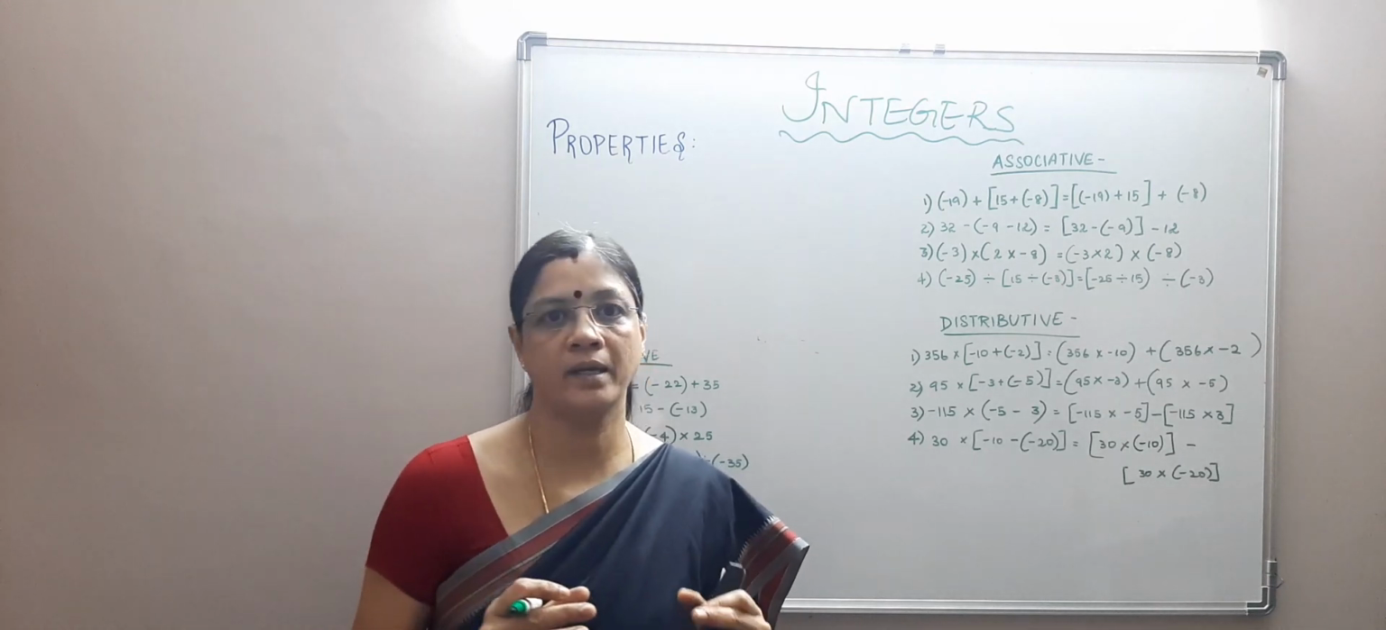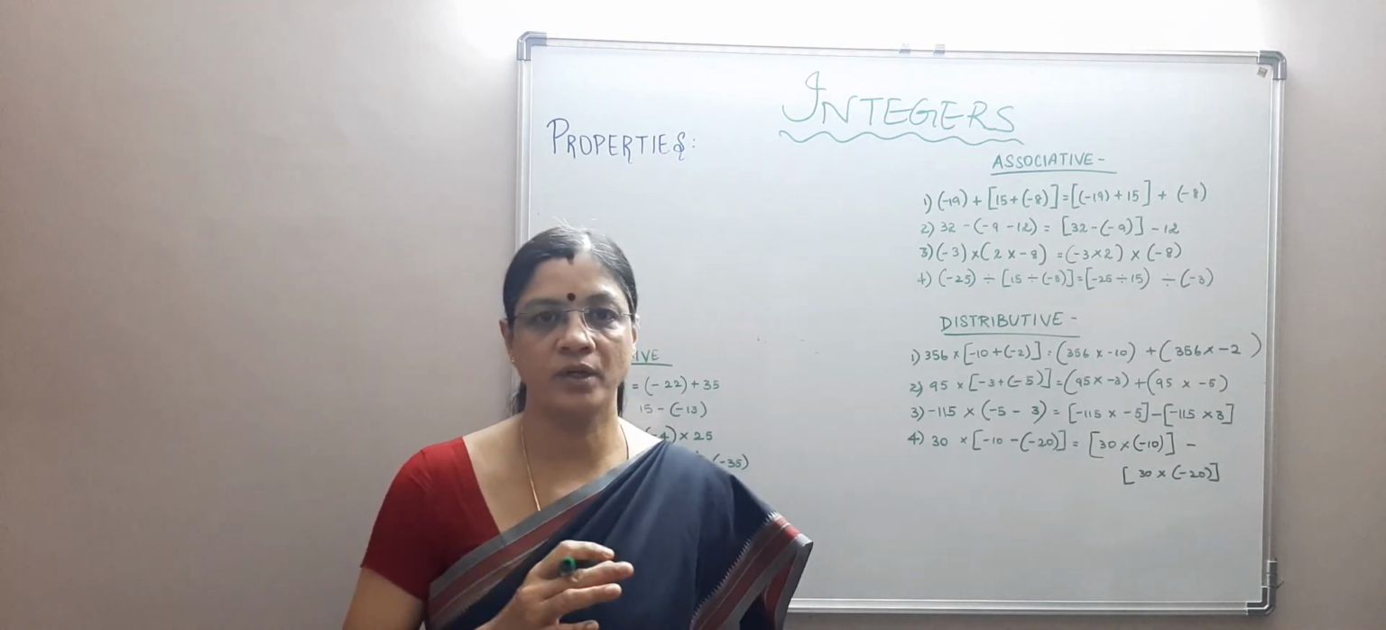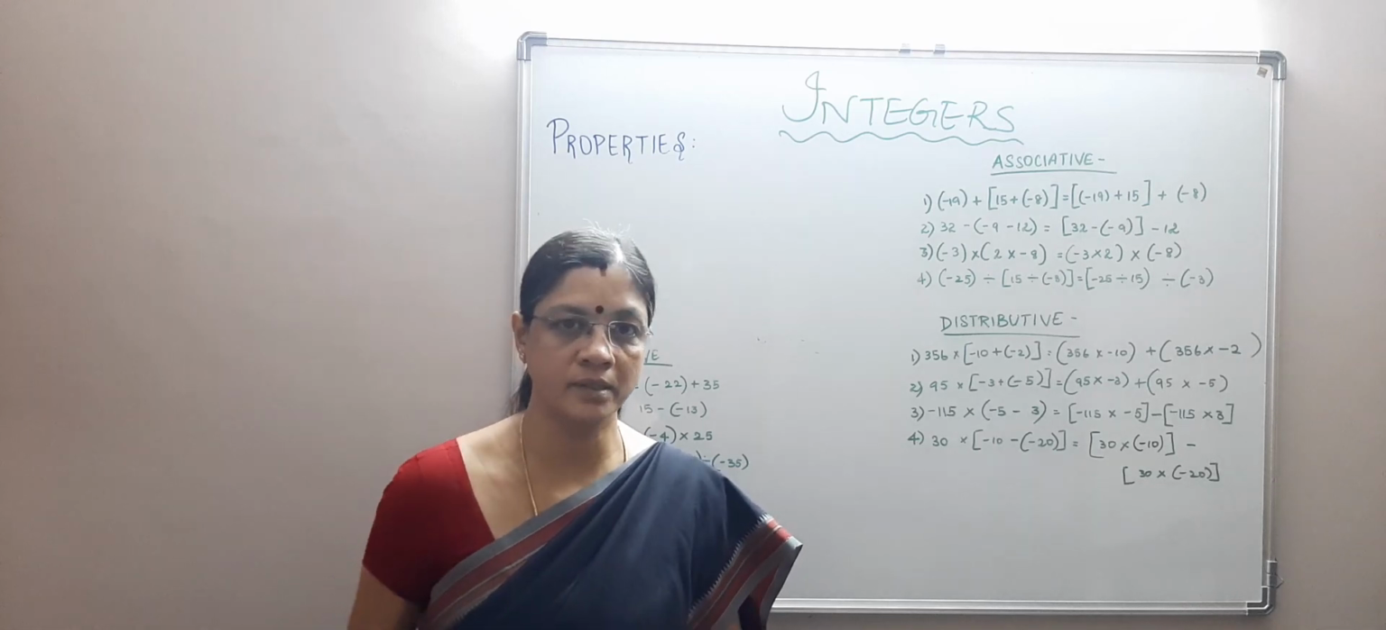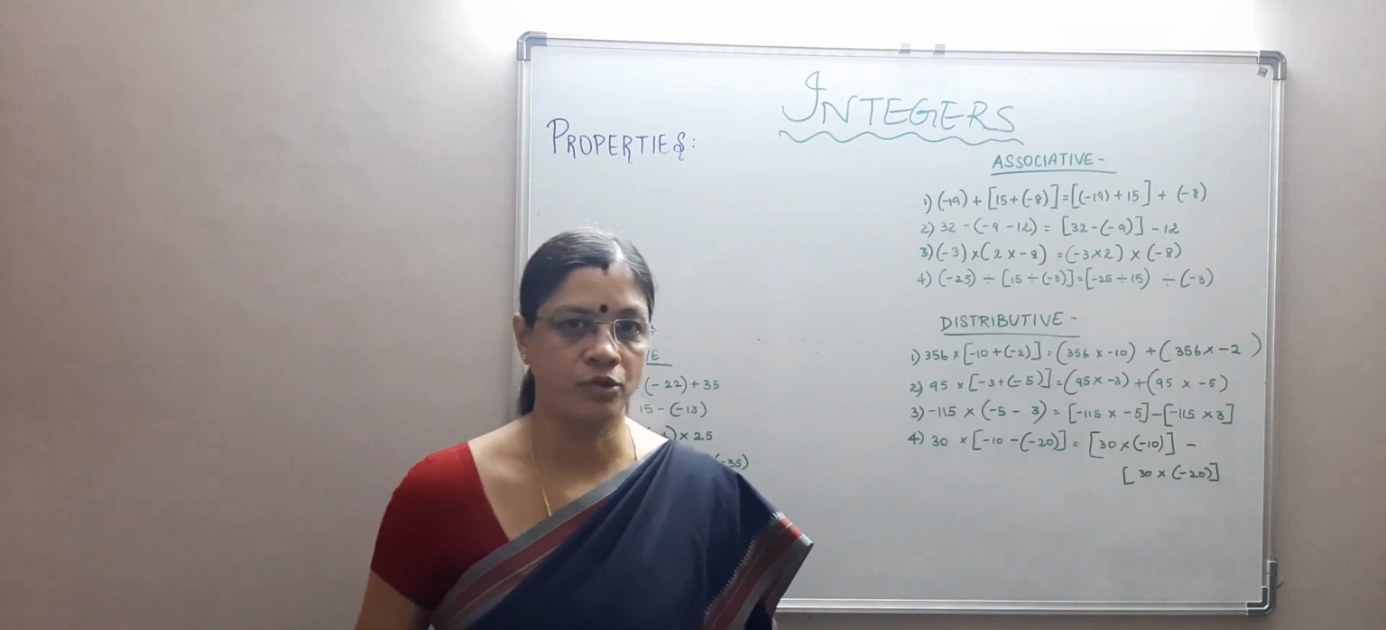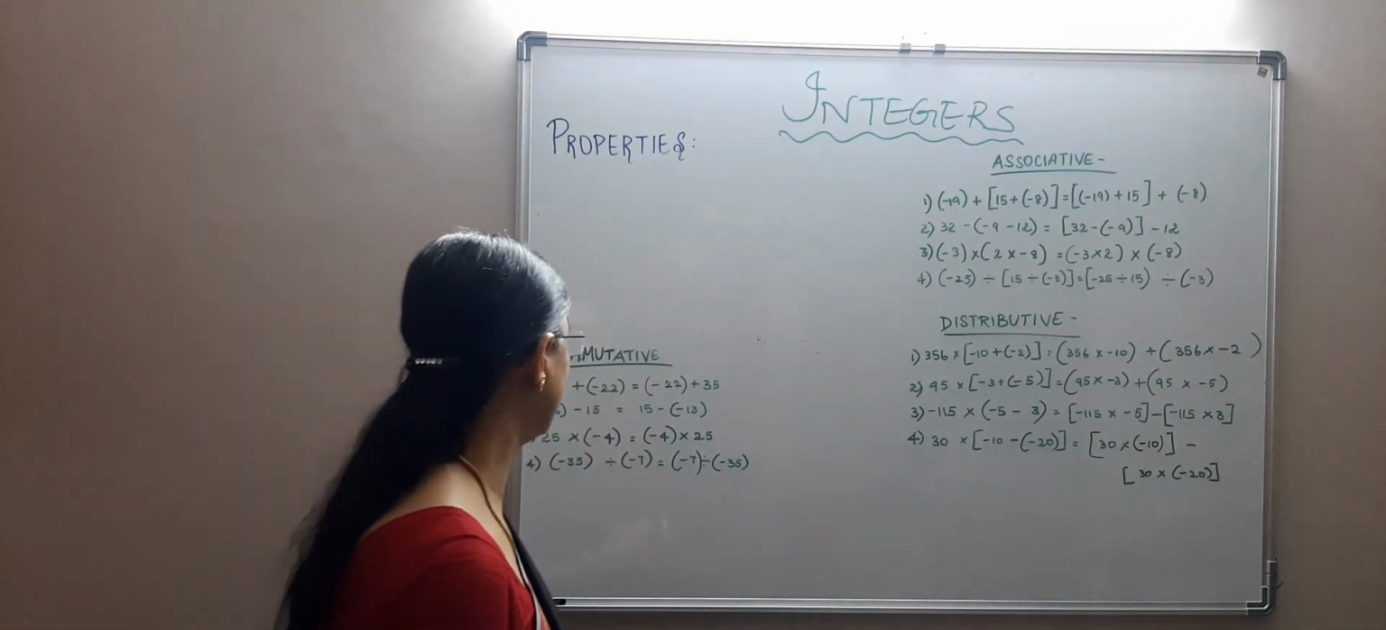Okay, there should not be any change in the answer when we exchange the places of numbers. The answer remains the same. Then we say integers obey commutative property for that particular operation. So first we'll start with addition.